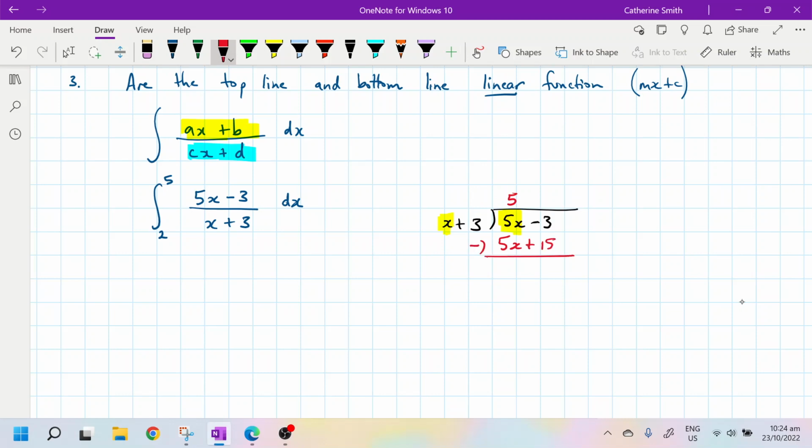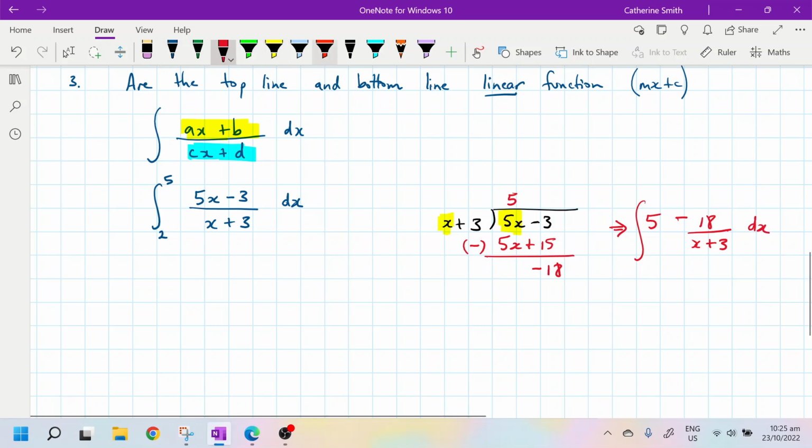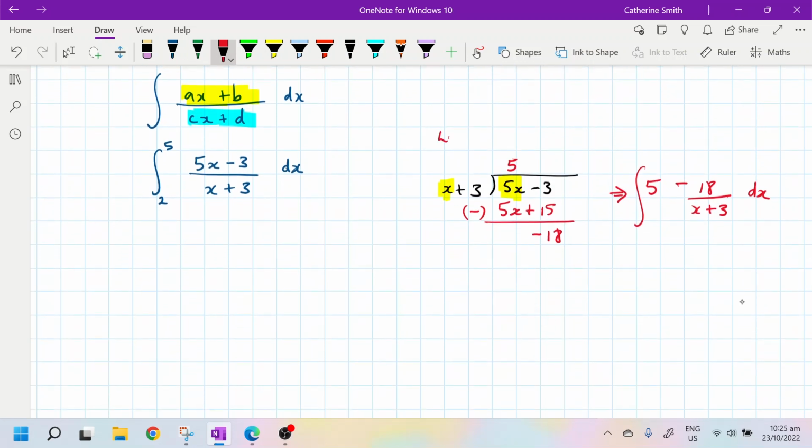We're going to subtract it. 5x minus 5x eliminates the x's. Minus 3 minus 15 gives us minus 18. So this gives us a mixed number, if you like, of 5 plus or minus 18 over x plus 3. So that means we would be integrating 5 minus 18 over x plus 3. So that's one way of doing it. There's another way of doing it, which you might prefer. So that here is the long division way.